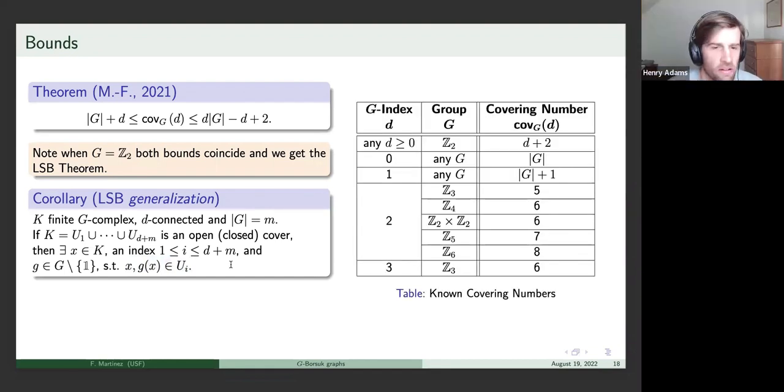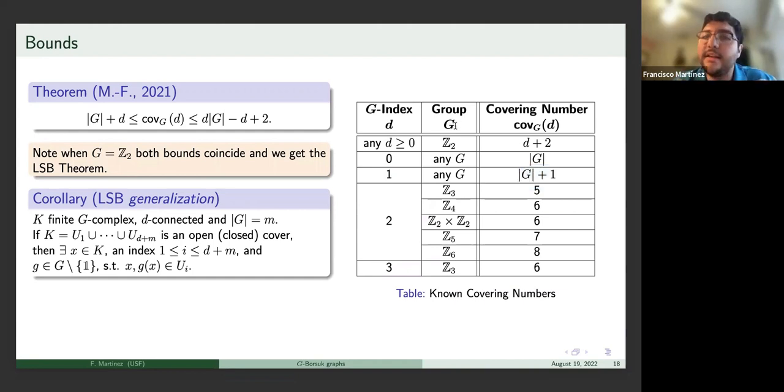So we have upper and lower bounds, but we would like to know the exact number. As I mentioned, when the group is C2, for any dimension, we know that the exact number is D plus 2. It's trivial to show that if the dimension is 0, then for any group G, the covering number is just the size of G. It's not trivial, but it's possible to prove that if the dimension is 1, then we again hit this G plus 1.